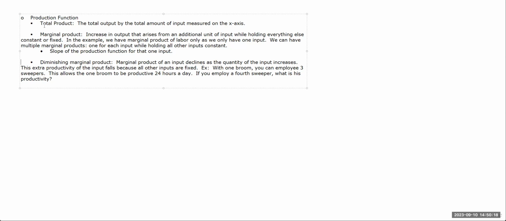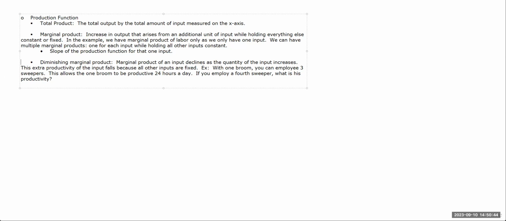What is marginal product? That's an increase in output that arises from an additional unit of input while holding everything else constant or fixed in stone. When we hired the first guy, the marginal product of that first labor guy was plus 10. Second guy, plus 7, because we went from 10 to 17, he added 7. The third guy, I believe, was plus 5.